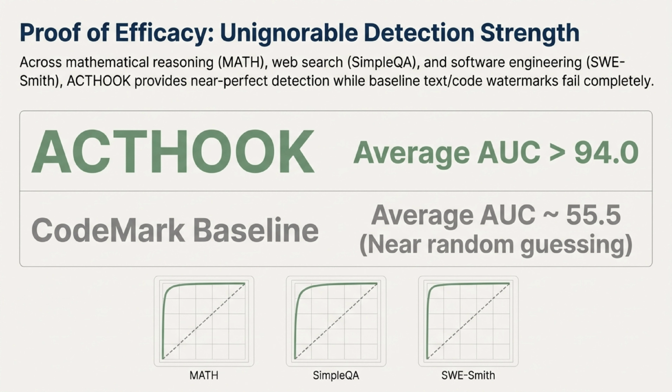Does it actually work? Absolutely. Across mathematical reasoning, web search, and software engineering tasks, ACTHOOK provides near-perfect detection, achieving an average AUC of over 94.0. In comparison, baseline text and code watermarks fail completely, performing no better than near-random guessing at an AUC of around 55.5.